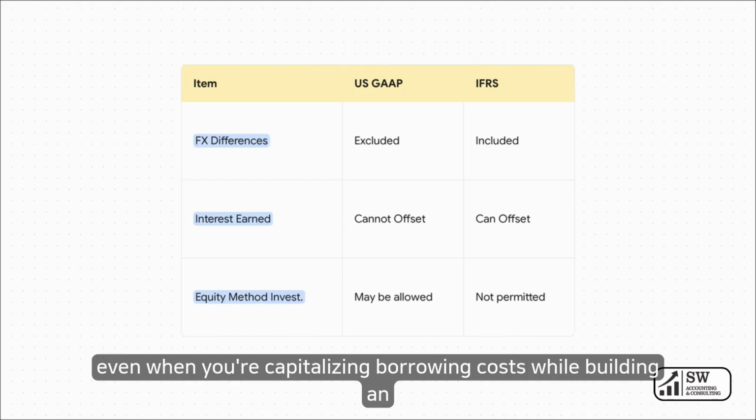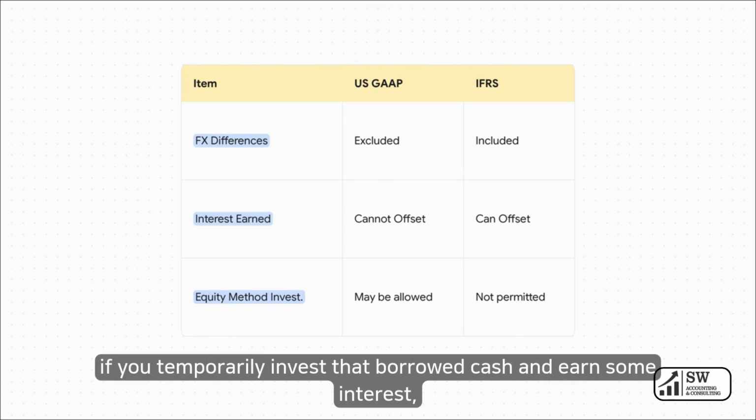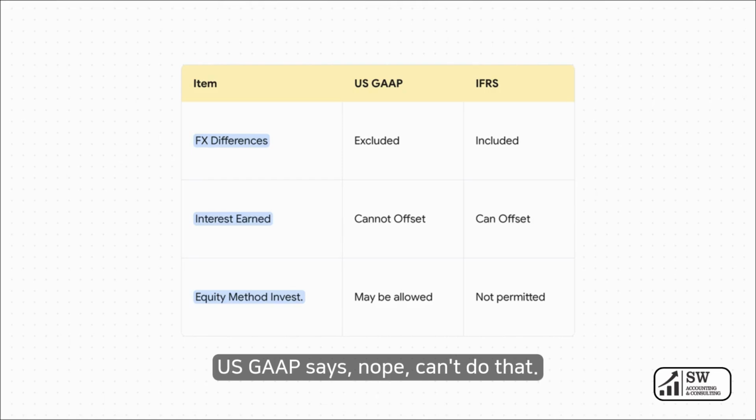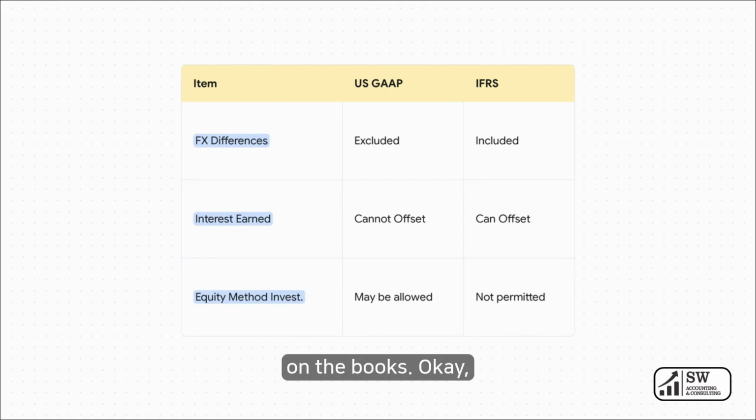And get this, even when you're capitalizing borrowing costs while building an asset, the math is different. For example, under IFRS, if you temporarily invest that borrowed cash and earn some interest, you can use that to reduce the amount of interest you capitalize. U.S. GAAP says, nope, can't do that. So all things being equal, an IFRS company could end up with a lower asset cost on the books.